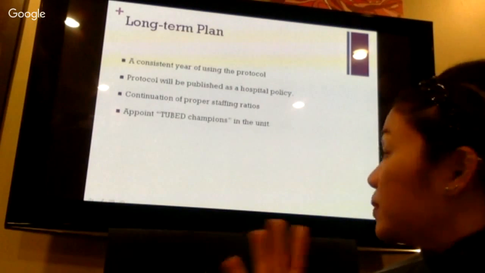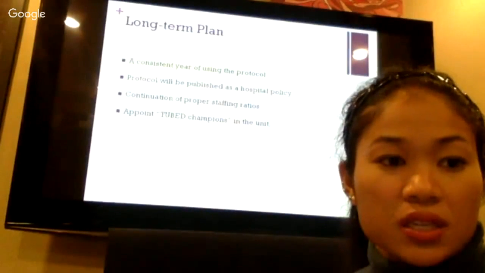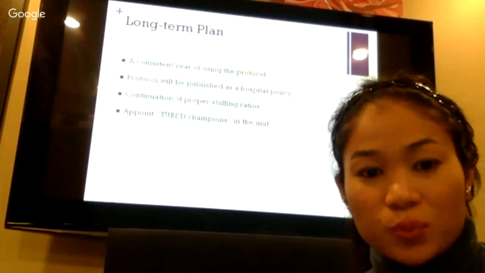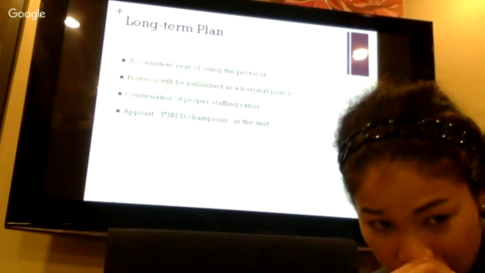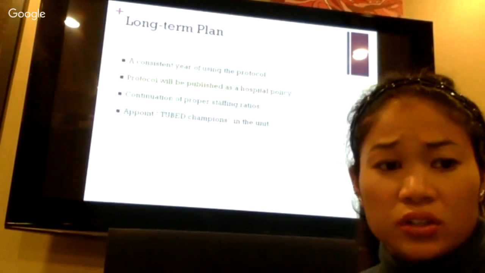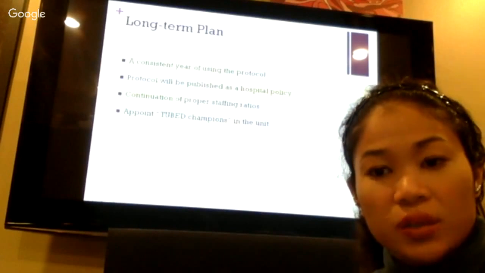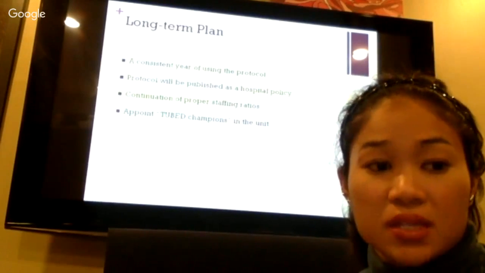And then appoint TUBE champions in the unit. So these TUBE champions will be available during every shift to serve as a super user for staff. They'll basically be equipped with the knowledge to assist their coworkers in how to proceed with the protocol and to make sure that the right documentation is being done at all times.